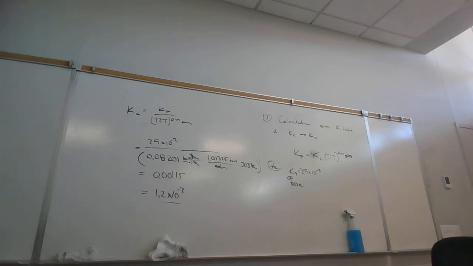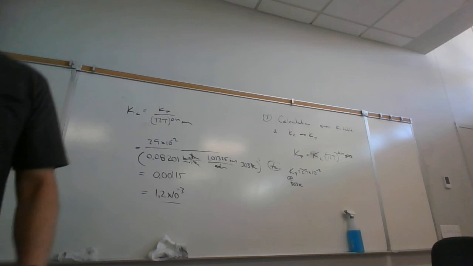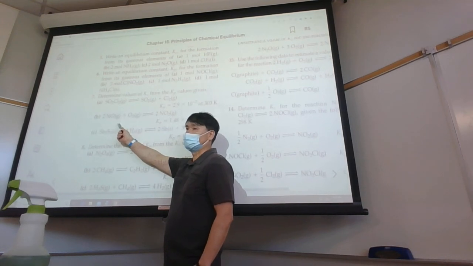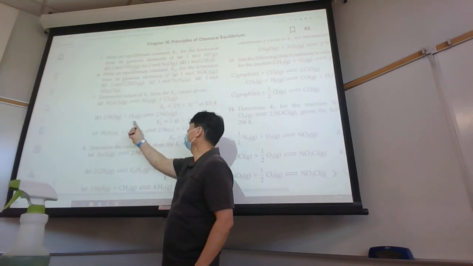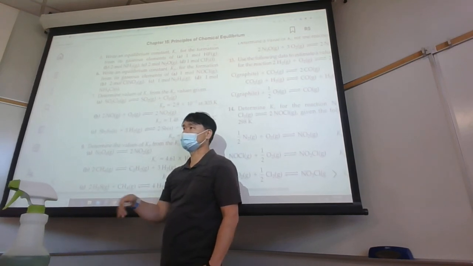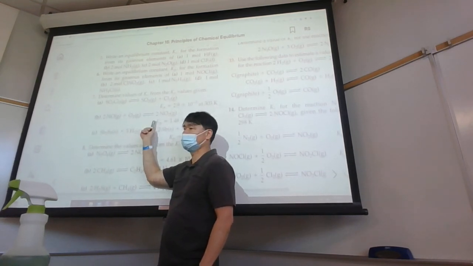If one of the products was a solid, would you not include that? Yeah, we can't count it. So let's take a look at delta N of gas for B. What's delta N of gas for B? We're going from 3 to 2, so that's minus 1. We're losing 1 mole of gas, so delta N of gas is minus 1.